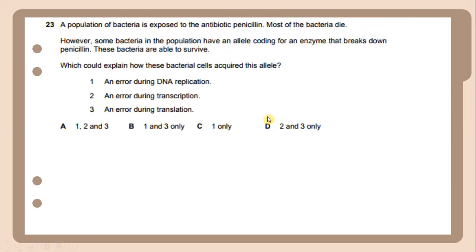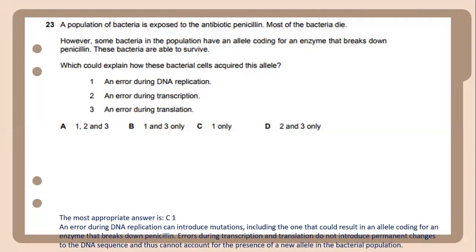A population of bacteria is exposed to the antibiotic penicillin, and most of the bacteria die. However, some bacteria in the population have an allele coding for an enzyme that breaks down penicillin, and these bacteria are able to survive. Which could explain how these bacteria cells acquire this allele?